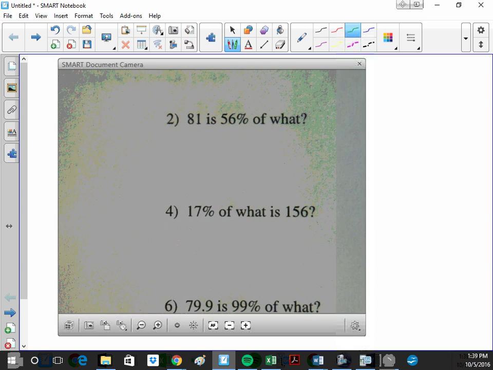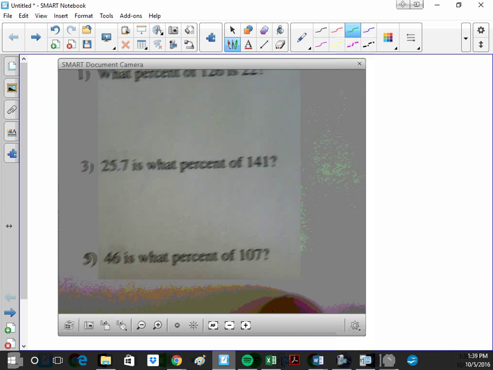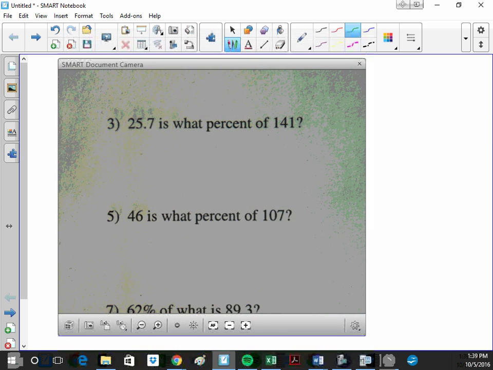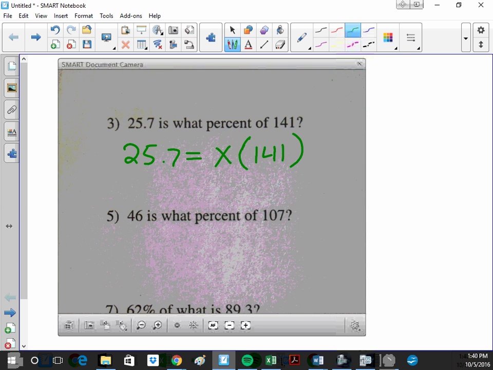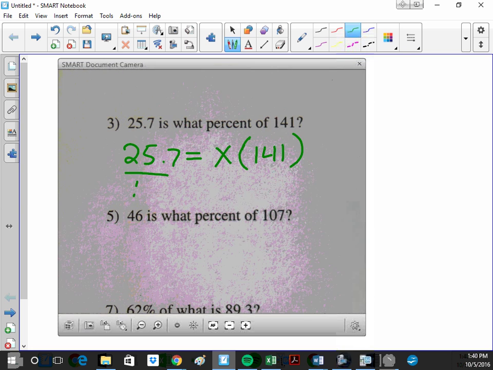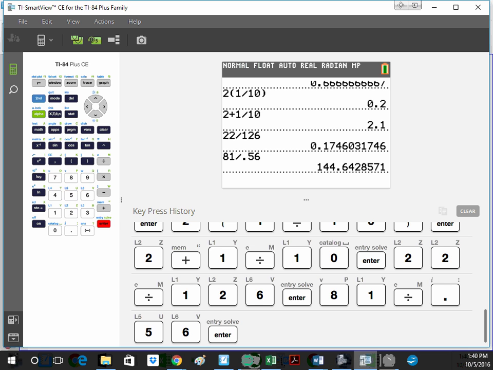I'll do one more with you. Look at number 3. 25.7 is what percent of 141? How do I solve that? Divide by 141. So in the calculator, 25.7 divided by 141.